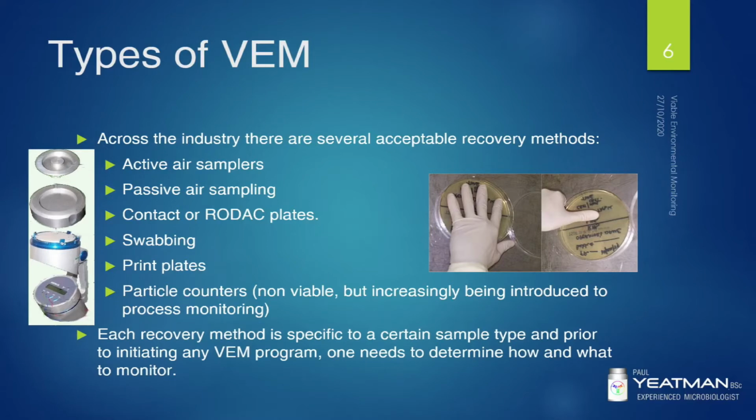Each recovery method is specific to a certain sample type, and prior to initiating any monitoring program, you need to determine how and what to monitor. On slide 4, I stated the method of monitoring tends to determine the sampling method. For example, to take samples of the air in an active manner rather than waving a swab around, a system that actively sucks air onto an agar plate is a good sampling method.